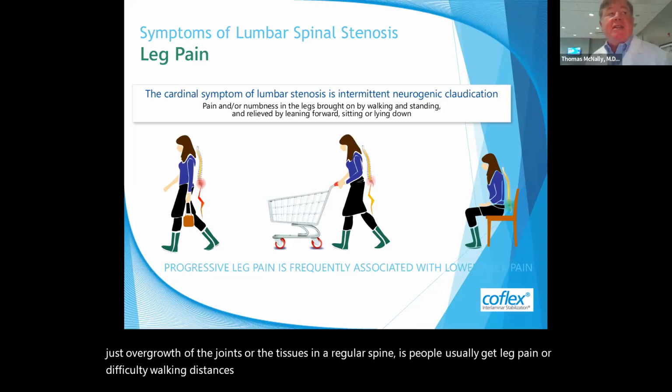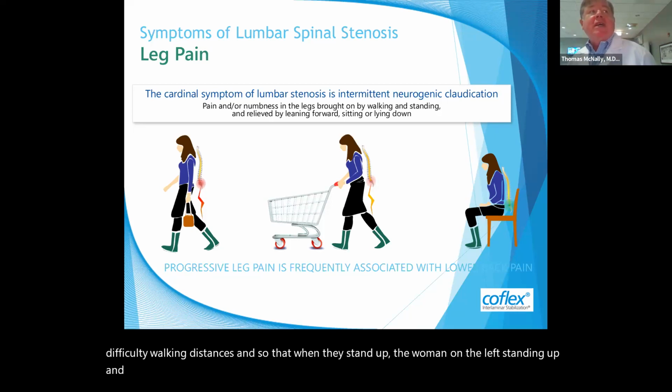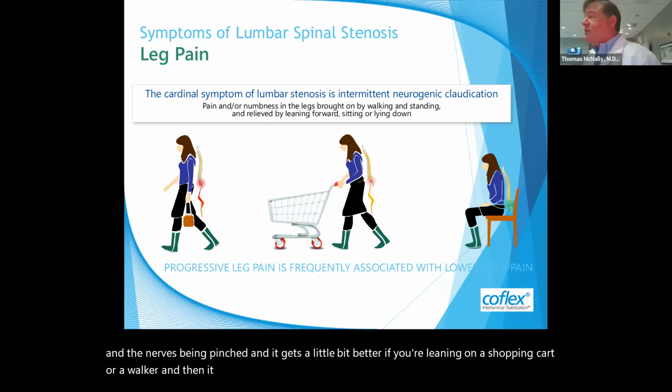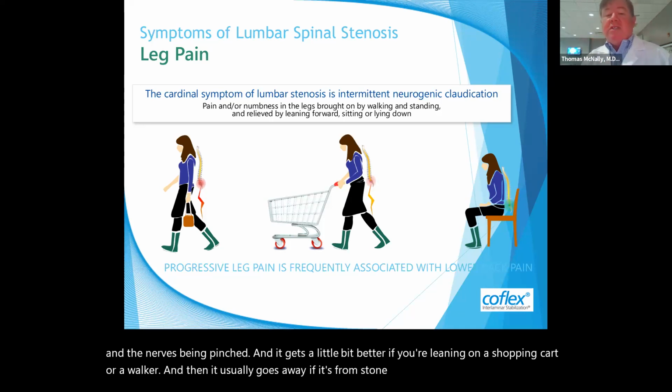When they stand up, like the woman on the left, the nerves are being pinched, and it gets a little bit better if you're leaning on a shopping cart or a walker. And then it usually goes away, if it's from stenosis, when you sit down.